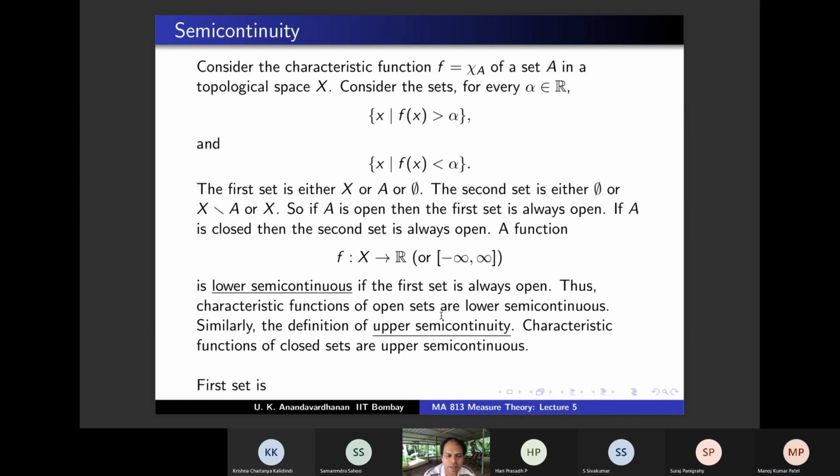So one way to remember this, I mean, this is how I try to remember. There's one more way which I will show in the next slide, which I took from Wikipedia. But the way I usually remember is the first set, as we said, f inverse of alpha to infinity. Out of alpha and infinity, which is the variable and which is fixed?